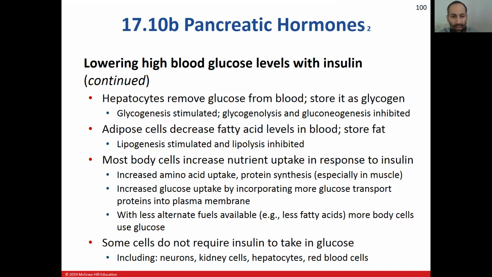Polydipsia. Why is that? The more the amount of sugar, the more thirsty you feel. We all know that, right? If you eat a lot of salt or sugar, you feel thirsty. So you drink a lot of water, and since you drink a lot of water and there's so much sugar there, you also go and urinate that much more. So polyuria. So now it makes sense why you have these three P's when you have diabetes developing, right?